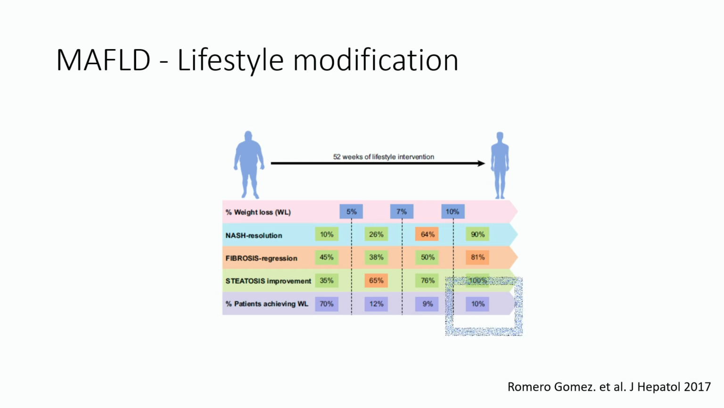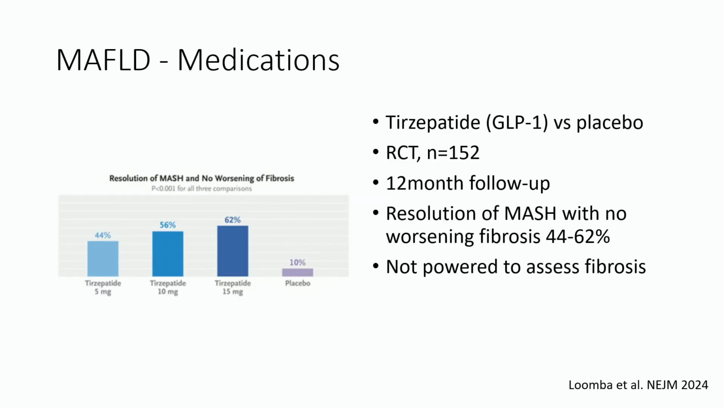The figure that I want you to look at is this one at the bottom right-hand corner. Only 10% of people on a lifestyle modification regime will actually get to the end and achieve a weight loss. This is the biggest problem, as we all know, and this is why we're all at this conference.